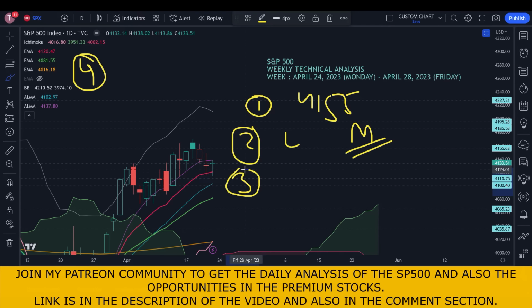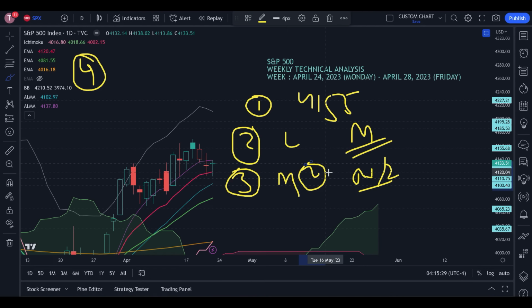Number three, the Federal Reserve will raise the interest rates on Tuesday, May 2nd. On May 1st and 2nd there will be the FOMC meeting, the Federal Open Market Committee meeting, and on May 2nd they will raise the interest rates. The probability is 90%, and it is coming from Wall Street. The analysts and everyone are expecting, with more than 88% or 90% probability, that the Fed will raise the interest rates by at least 25 bps.